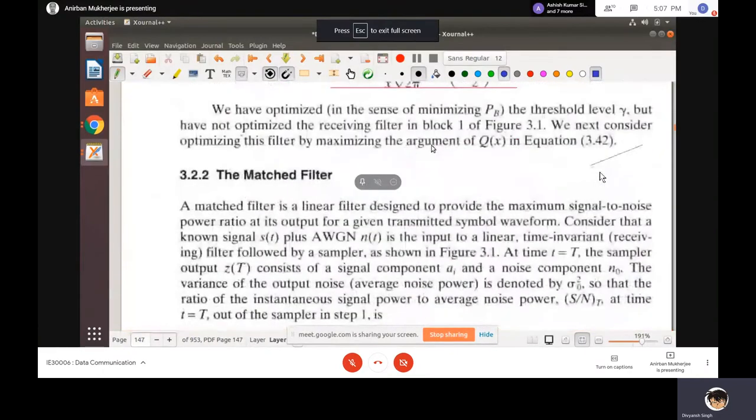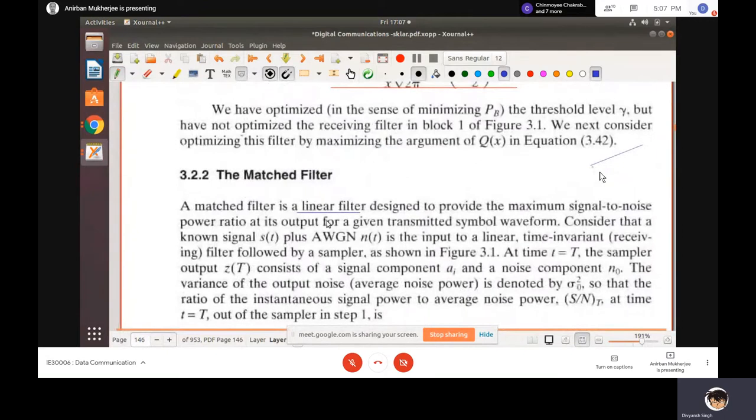So first of all, a matched filter is a linear filter, and it is designed to provide maximum signal to noise ratio. Please remember, signal to noise means signal power by noise power, the signal to noise power ratio at its output for a given transmitted symbol.